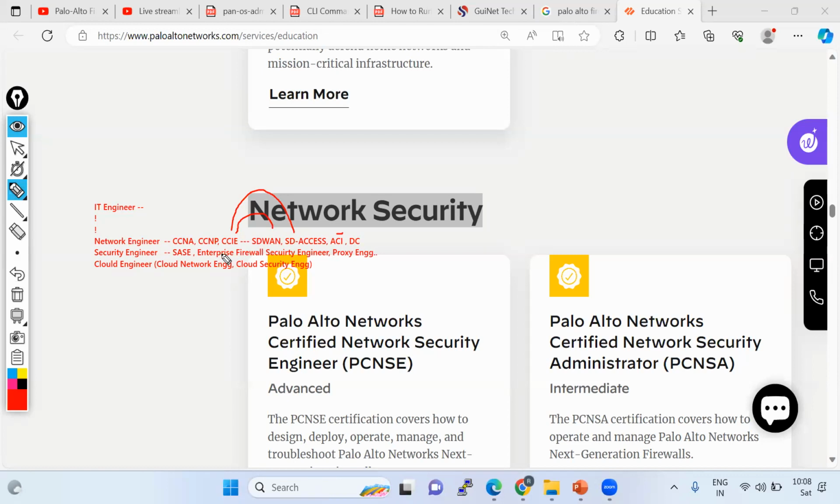So let's suppose I'm a network engineer right now, and I have done my CCNA and I also have done CCNP. So what is the job scope available in the market? What all job scope is available in the market?